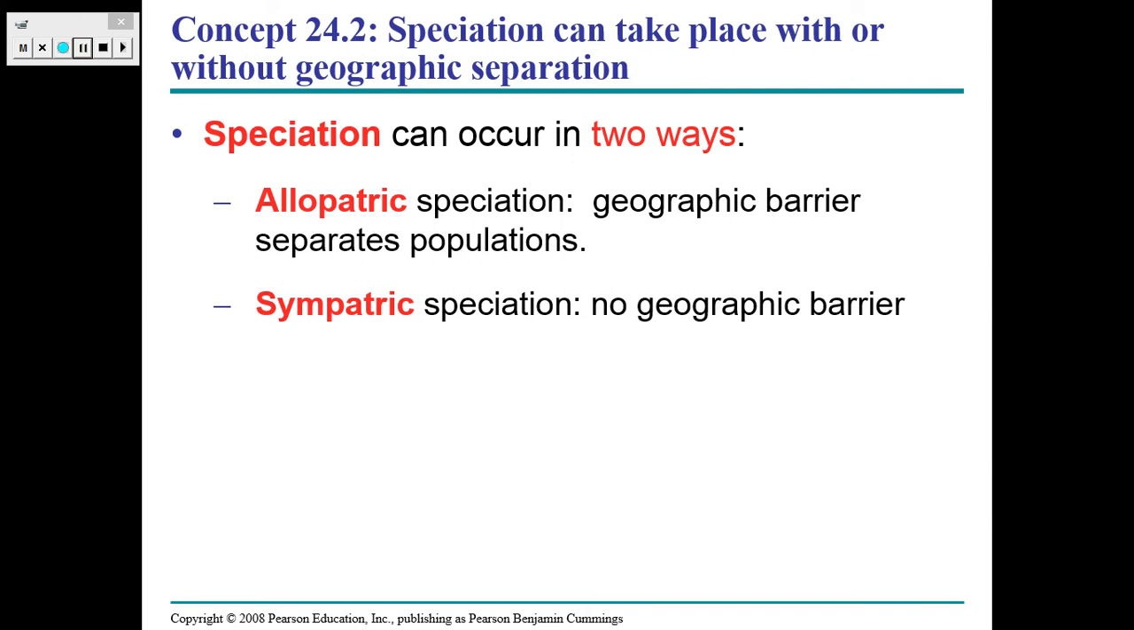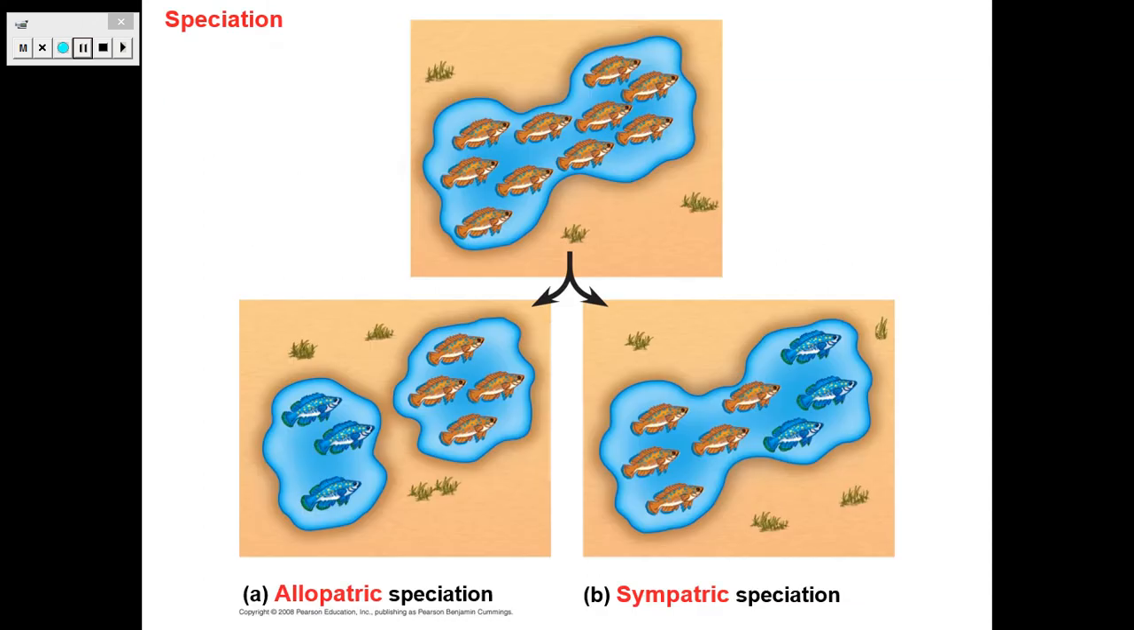Okay, so we've got to look at ways that speciation or ways that separation can occur, and there are two major ways that you need to know. We have allopatric speciation, which is where there is a geographic barrier that separates a population and then the result is two different species, or sympatric speciation, which is where there is no geographic barrier. Okay, so we're going to look at each of these kind of in turn.